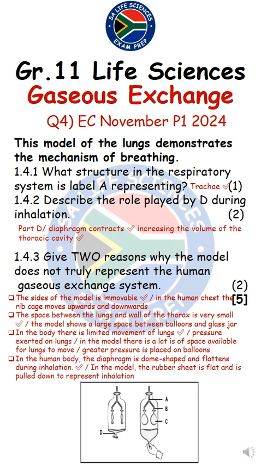In the human body, the diaphragm is dome-shaped and flattens during inhalation. In the model, the rubber sheet is flat and is pulled down to represent inhalation. So make note of that difference. In the human body, our diaphragm flattens. However, in the model, the rubber sheet that is used to represent the diaphragm is pulled down to represent inhalation. Therefore, it is not an accurate model for the respiratory system. Right, so this is a 5 mark question. Give yourself a mark out of 5 and comment down below how many marks you got.